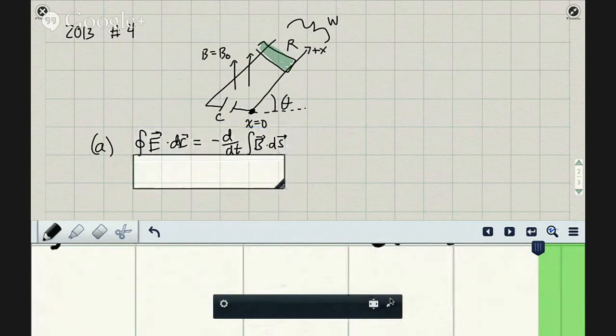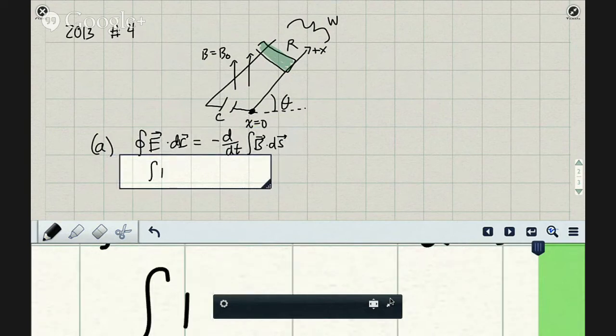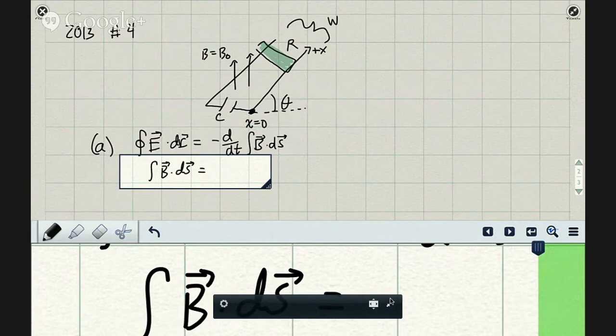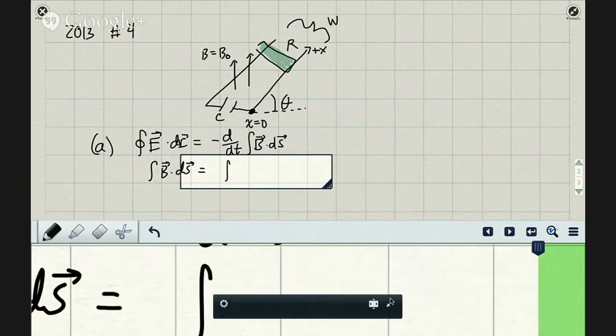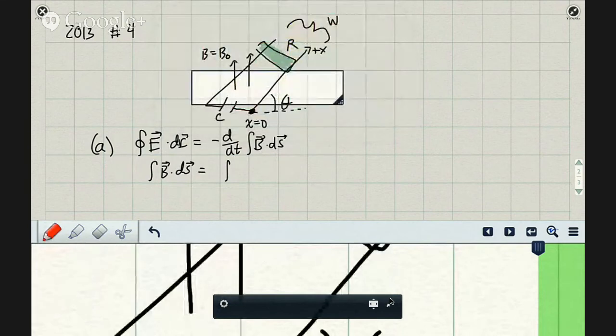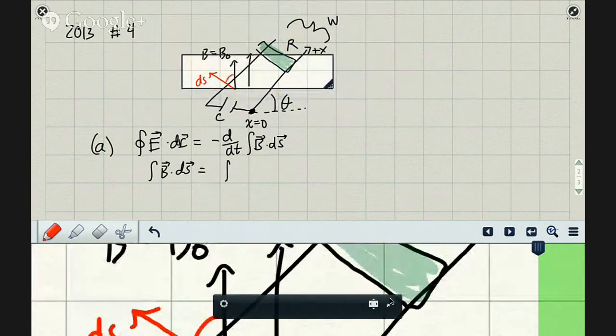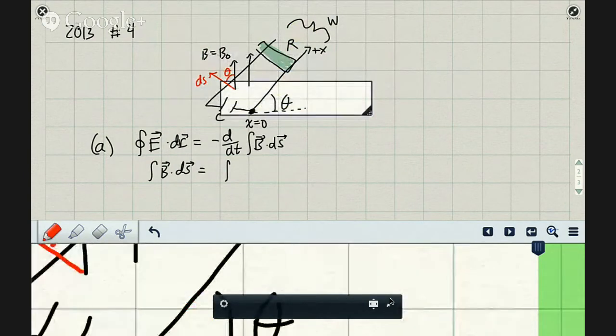Alrighty. So which one do we want to do first? Well, I always like to start with the harder one. What's harder in my opinion is this. B dot ds. Let's integrate it. Okay, so first of all, notice that ds here points perpendicular to this area. And the angle between B and ds is the same angle that this incline comes off the floor.